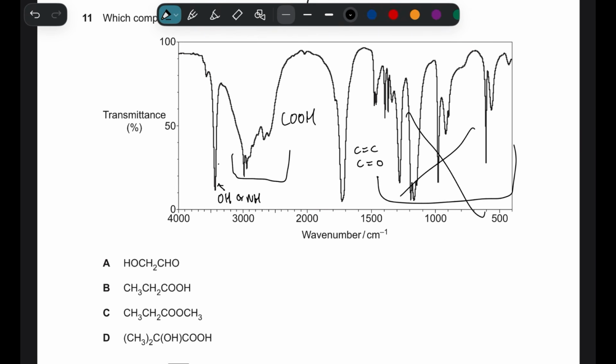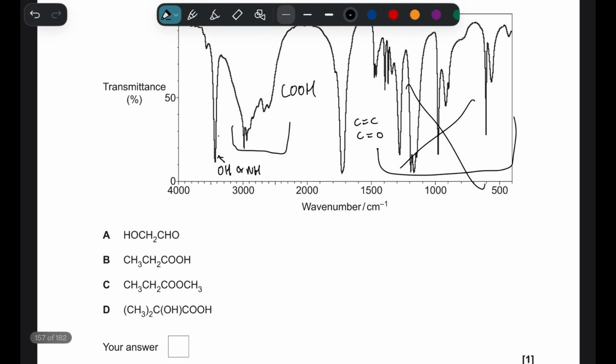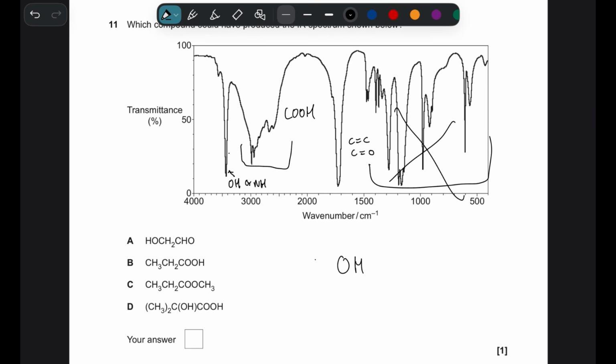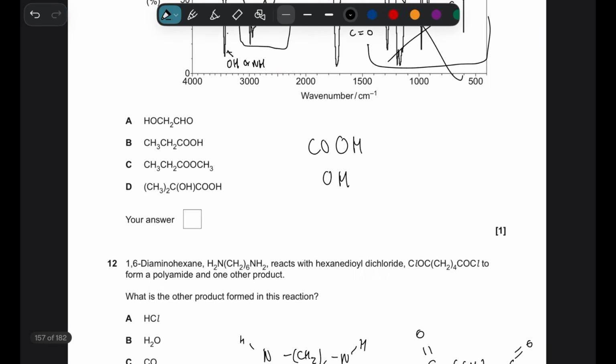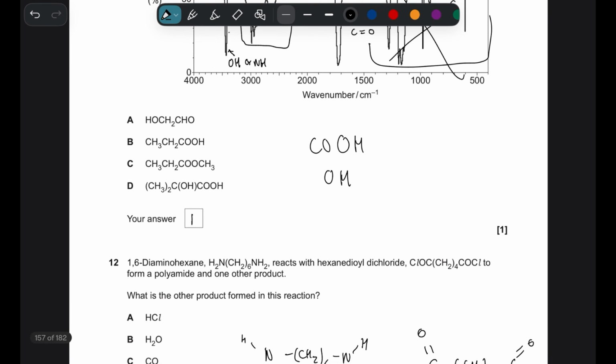So when you put all of that together, realistically, what's going on here is I've definitely got an OH of a carboxylic acid, because that's going to be the really broad peak. So I've got COOH, but then I also have this peak, the furthest to the left, which is definitely just an alcohol group on its own, or an amine group on its own, either or. And that means we're probably going to go with D, because it's got both of those groups in there.